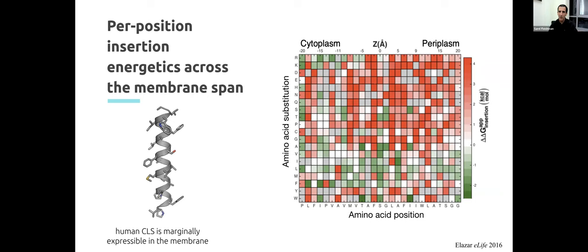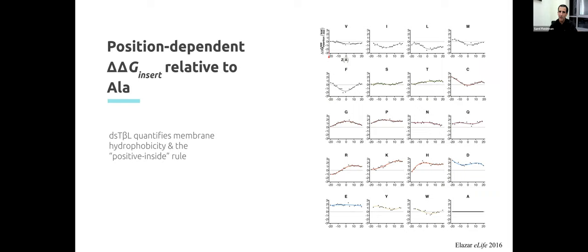So we use these data in order to extract profiles. These are position profiles for each of the amino acids across the membrane span, where the negatives are intracellular and the positives are periplasmic or extracellular. And we process these data, but very, very lightly. The processing comprised mostly of subtracting from each profile the contribution from alanine, which turns alanine to zero throughout, and also smoothing these profiles. But that's all we did to process the data I showed earlier.